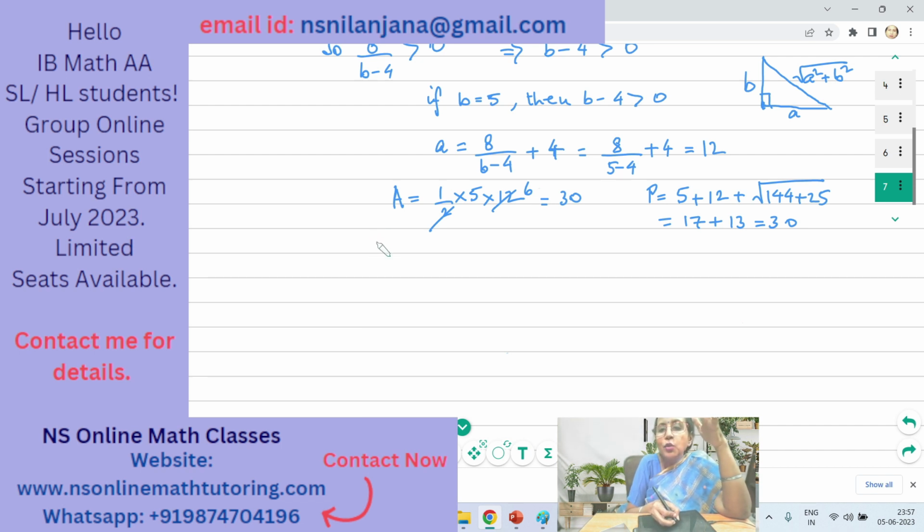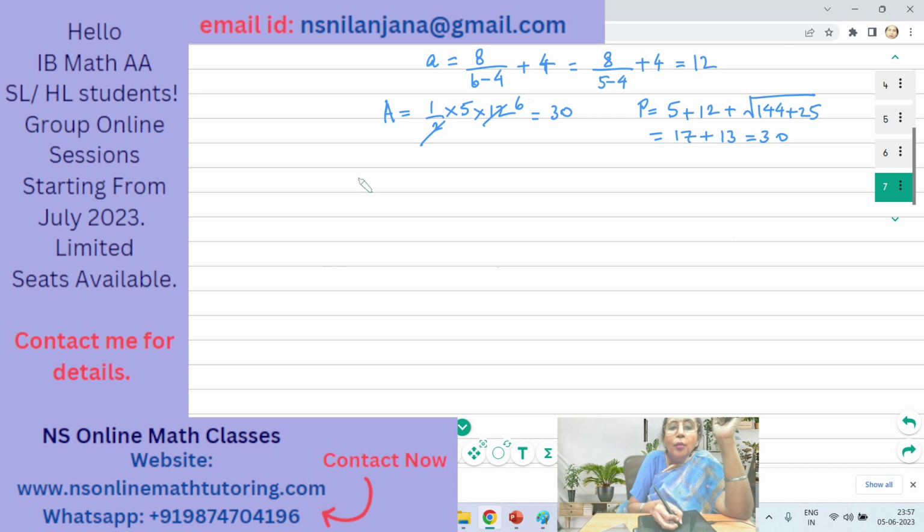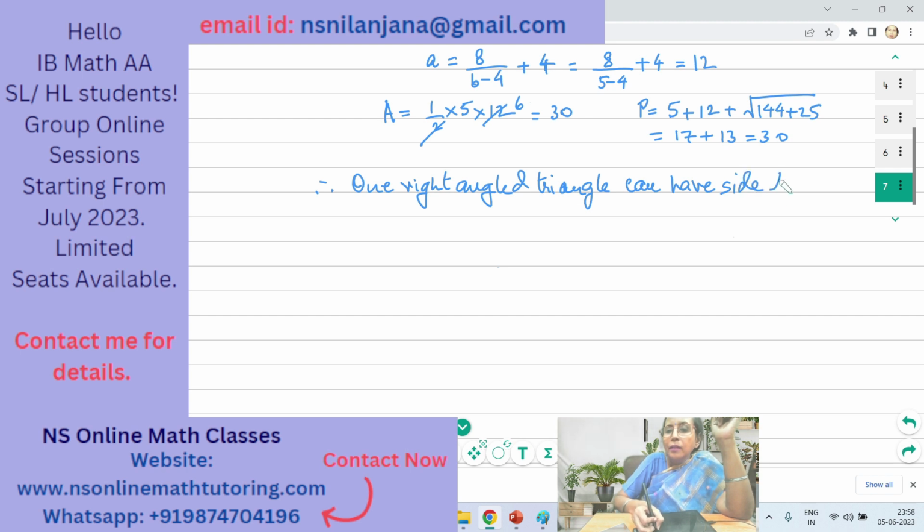So we can take one right angled triangle to have side lengths as 12, 5, and, with a greater than b, a square plus b square under the root gives 13. Okay.